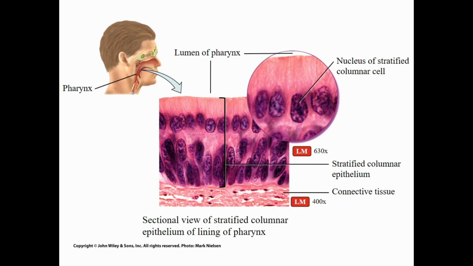All right, here's one of the rare instances we find stratified columnar. So here's a row of nuclei. Here's a very distinct row of nuclei. And if you look faintly, you can see the plasma membrane here. So this is two layers of very tall cells. So this would be stratified columnar.